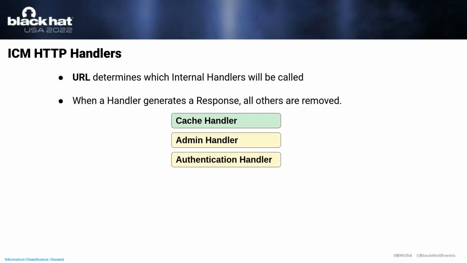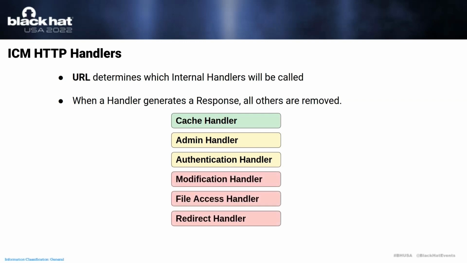Then we have the admin handler and the authentication handler. They are both present by default, but they are only going to be included in the list depending on the pattern in the URL. For the admin handler, it is if the URL starts with the prefix /SAP/admin, and for the authentication handler, there are some hard-coded values in the ICM that will be compared to, and depending on that, it will be included or not.